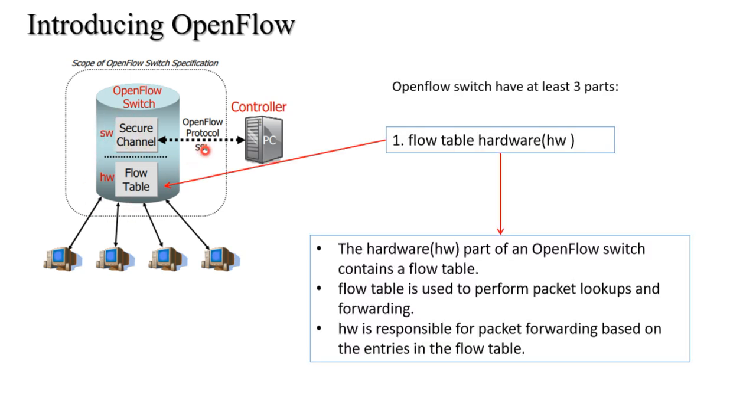The first one is hardware, and the hardware has the flow table. The flow table is used to perform packet lookups and forwarding, and it's responsible for packet forwarding based on the entries in the flow table.